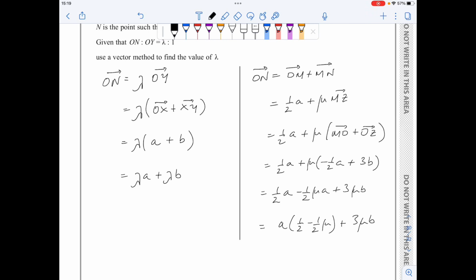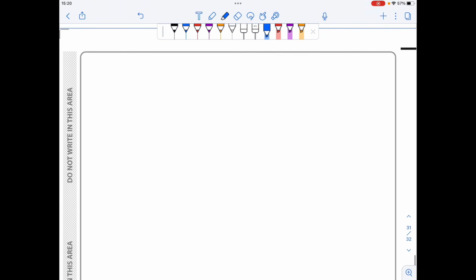So now I can equate the coefficients of a. So lambda will be equal to a half minus a half mu. And I will also equate the coefficients of b. So lambda will be equal to 3 mu. So for the coefficients of a, lambda is equal to 1/2 minus a half mu. Coefficients of b, lambda is equal to 3 mu.